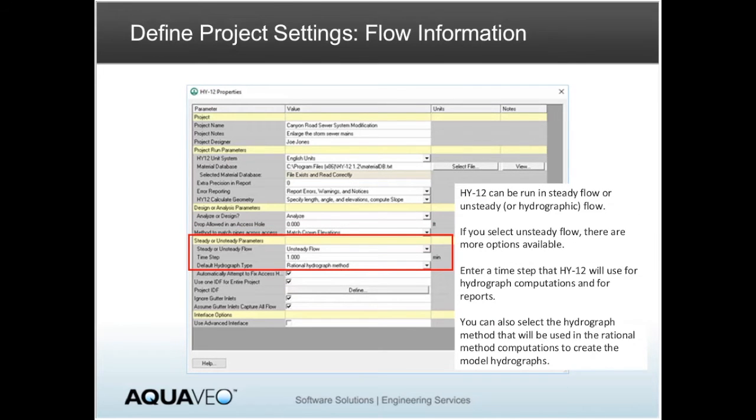HY-12 can be run in steady flow or unsteady or hydrographic flow. If you select unsteady flow, there are more options available. Enter a time step that HY-12 will use for hydrograph computations and for reports. You can also select the hydrograph method that will be used in the rational method computations to create the model hydrographs.